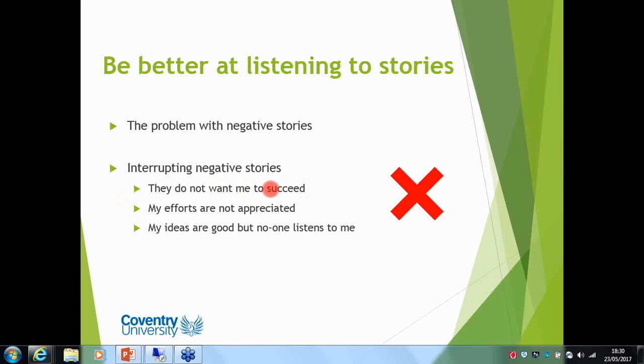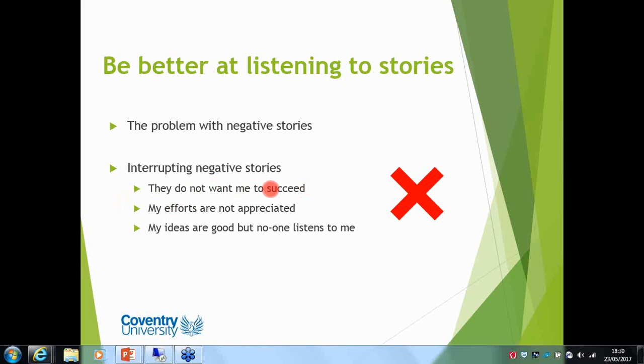So if somebody says to you, they don't want me to succeed, you might start with saying, I know it can be very difficult. There are a lot of really talented people working here. And I know that when I first started, I realised it was really important to, and then go on to give an anecdote of something that you did when you first started in that workplace that helped you to push on and be more successful.